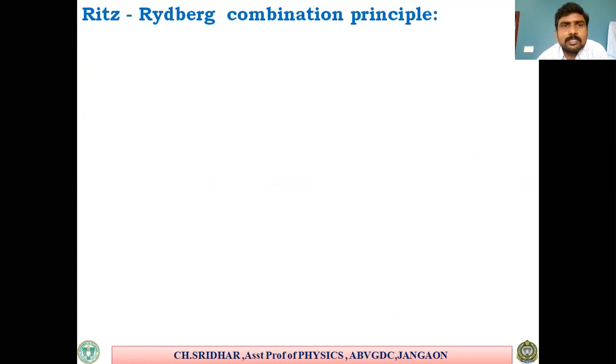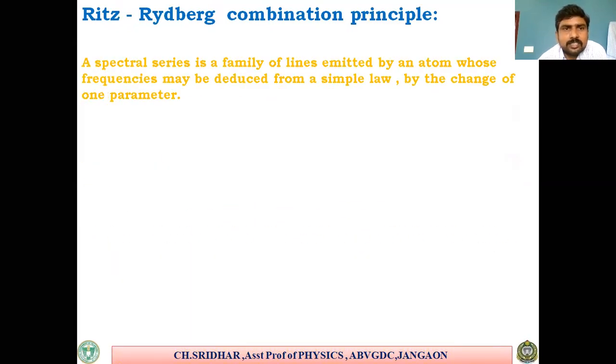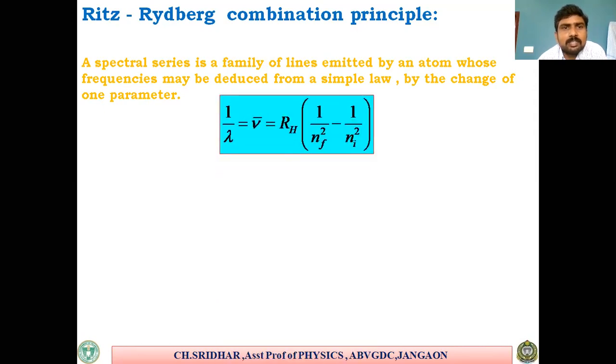Then the Rydberg combination principle. This principle gives the value of the energy emitted or absorbed. A spectral series is a family of lines emitted by an atom whose frequencies may be deduced from a simple law by the change of one parameter. From this we can calculate the frequencies of any spectral line by changing one parameter.